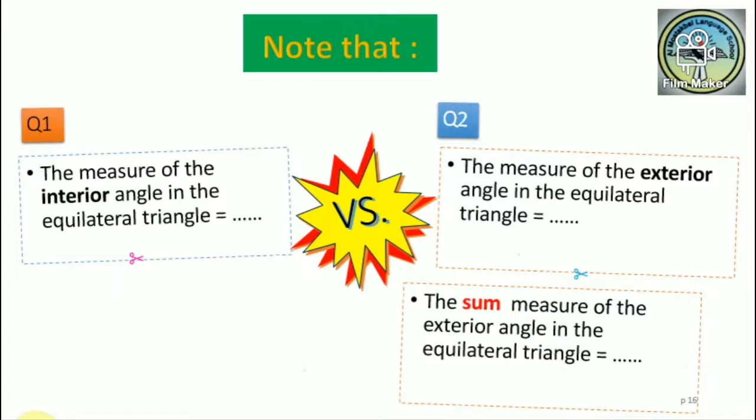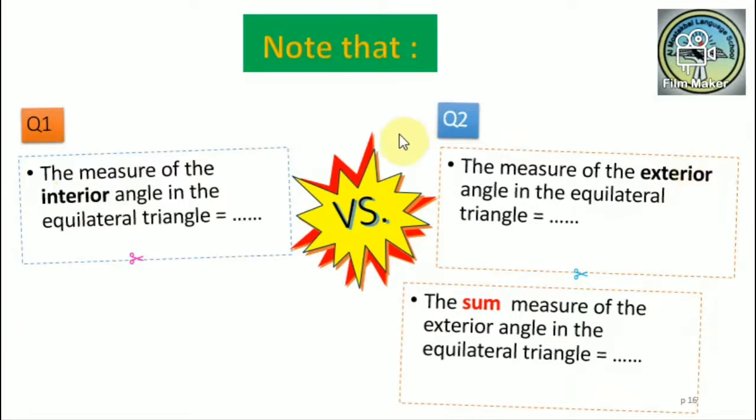Arseni, could you please read this question for me? The measure of the interior angle in the equilateral triangle equals, but in question 2, the measure of the exterior angle in the equilateral triangle equals. What is the difference between the two questions, Arseni? And I will wait for you just 1 second. Okay, excellent. Here I asked you for the interior angle, but here I asked you for the exterior angle.